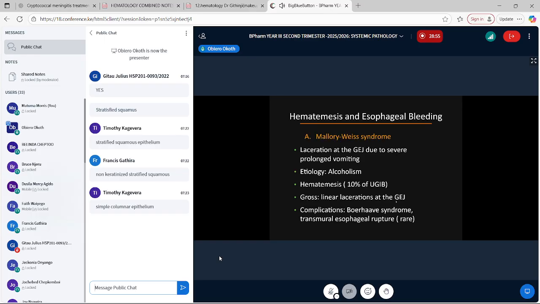And what's Mallory-Weiss syndrome? You have lacerations at the gastroesophageal junction due to severe prolonged vomiting. So you're vomiting again and again. Normally, vomiting is the reverse of peristalsis. What happens is that you increase pressure in the stomach, and then you open the lower esophageal sphincter and food passes back. But if that is prolonged and the coordination is not there, you end up forcing food backward through a tightened esophagus, and this will cause lacerations.